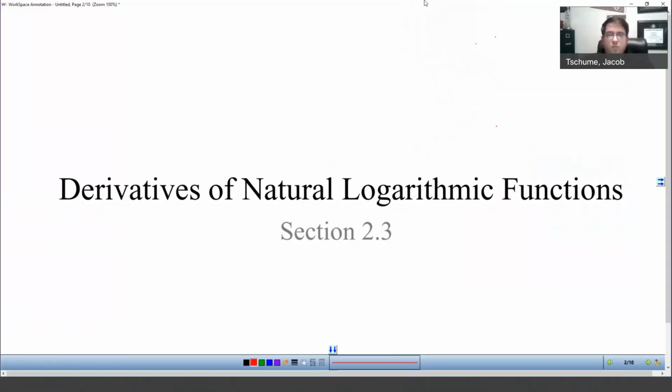All right, so we are going to move into section 2.3, which is the derivatives of natural logarithmic functions. So in the last video, we talked about how to take the derivative of exponential functions with base e. So we're going to continue that by moving into natural logarithmic functions. This is also the last section for chapter 2, so we'll be finishing up this chapter today as well.